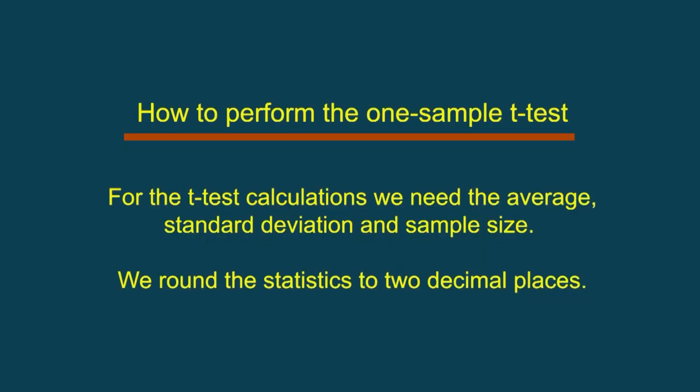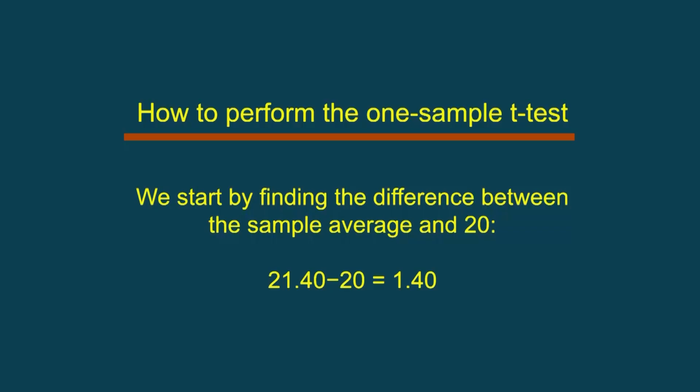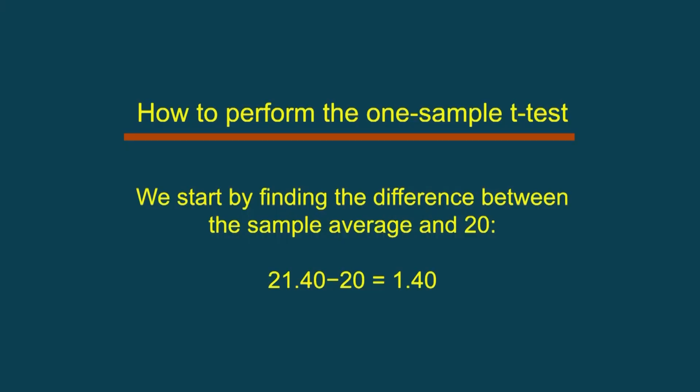Now let us in a nutshell talk about how to perform this t-test. For the t-test calculations, we need the averages, the standard deviations, and the sample sizes. We round the statistics to 2 decimal places, for computational simplicity. Whatever computation we do, we round it off to 2 decimal places. We start by finding the difference between the sample average and 20. Why 20? Because it is claimed that energy bars will contain 20 grams of protein as marked on their labels. So for example, 21.40 minus 20 is 1.40, that is one difference, and so on.